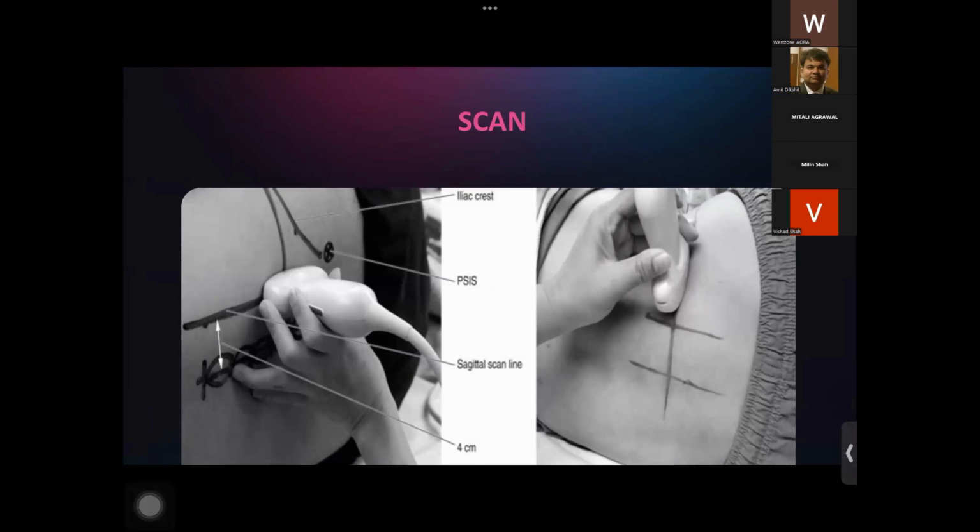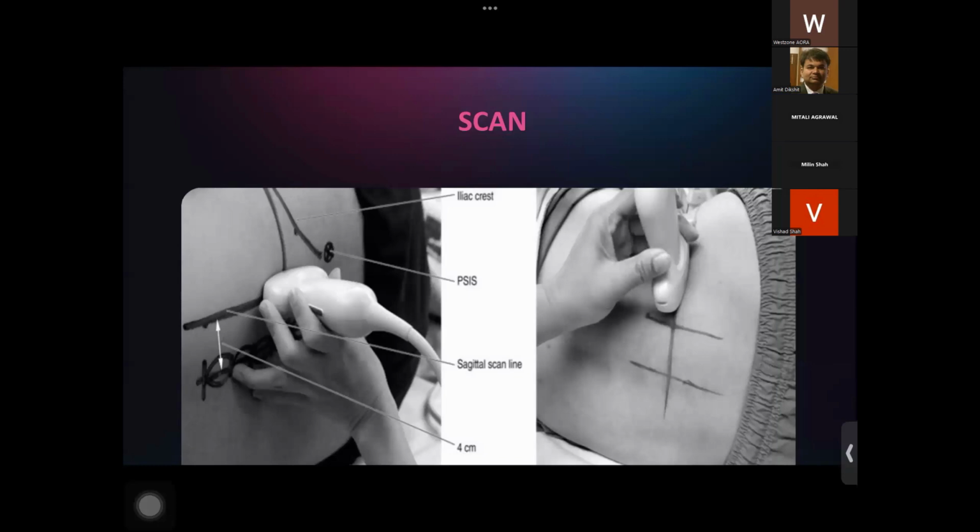I'll also tell a little about the scanning. We keep the patient in the lateral position with the area to be blocked up, and you can use a curvilinear probe. We have shown the markings here. The first marking is the PSIS, the iliac crest, and we have marked the spinous processes. We have drawn a continuous line on the spinous processes, and another line parallel to this line around 4 centimeters apart, which is in the sagittal scan.